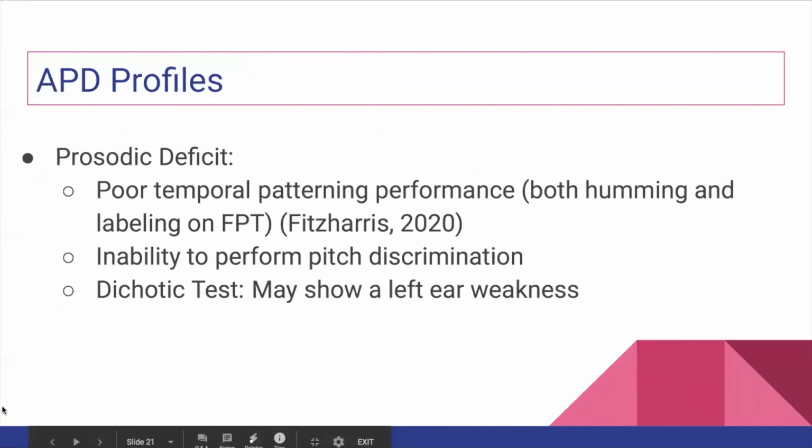So for the APD profiles, abnormalities reveal a prosodic deficit in these patients. So they're going to have poor temporal patterning performance, both for the humming and the labeling on the FPT test. They're also going to have trouble with performing pitch discrimination. And when it comes to dichotic tests, they may present a left ear weakness.